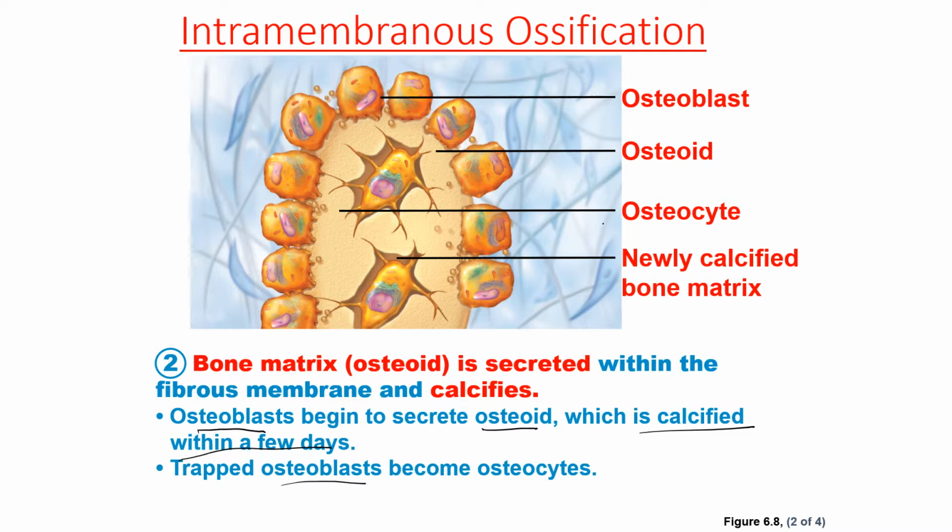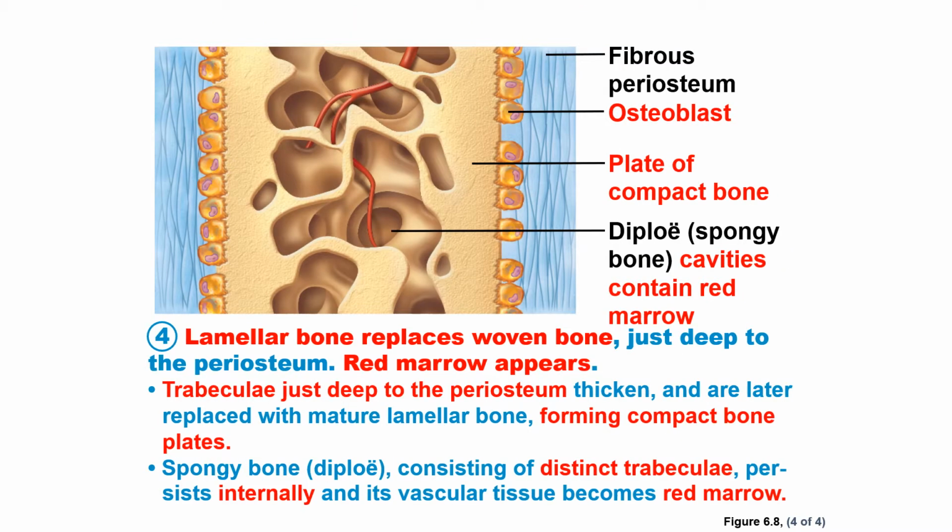Trapped osteoblasts mature into osteocytes. So these centers of calcification continue to create bone tissue from embryonic mesenchymal soft tissue. Young woven bone will be replaced with lamellar bone, where trabeculae will appear. Blood vessels will invade the bone tissue, and it will bring with them hematopoietic tissue, which will form into red marrow.